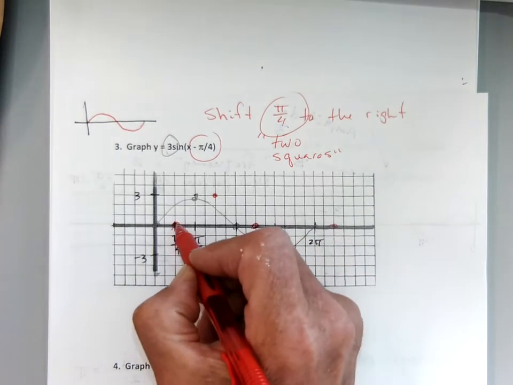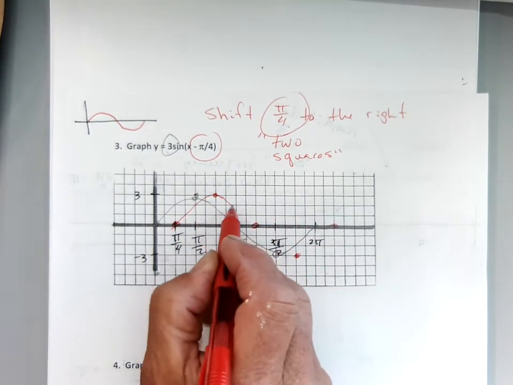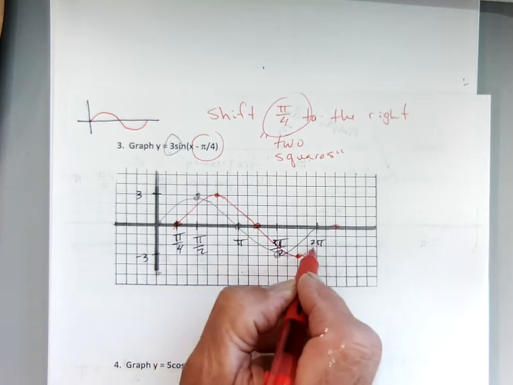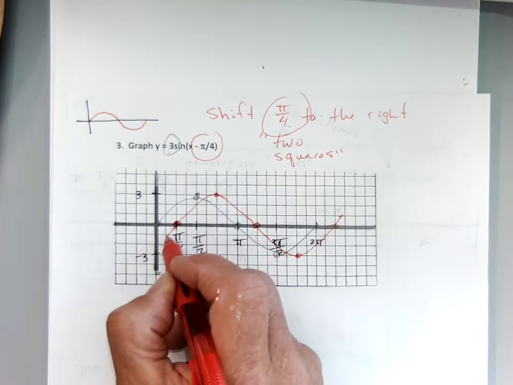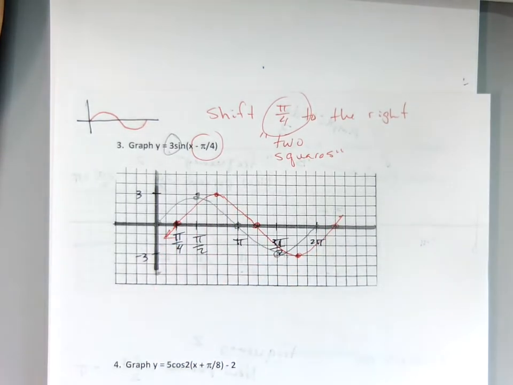And then I'll just connect my dots. Of course, it keeps going on and on, okay? Okay, we just did a shift. Same curve, same idea. It's just going to be a horizontal shift to pi fourths, okay?